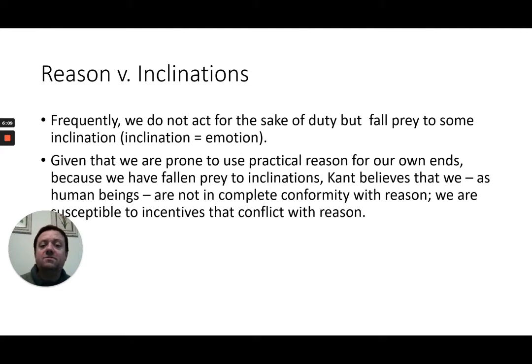Given that we're prone to use practical reason for our own ends, because we've fallen prey to our emotions or our inclinations, Kant believes that we as human beings are not in complete conformity with reason. We are susceptible to incentives that conflict with reason. We're susceptible to emotion. So instead of acting reasonably in response to someone, we might want revenge. It's emotion overriding reason. And when this happens, Kant says we find it impossible to act morally.